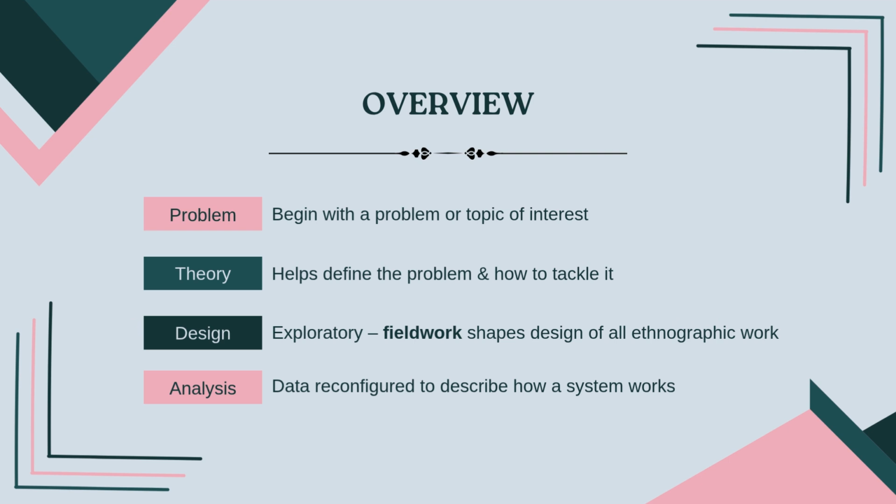Here's a general overview of the ethnographic research process. So, the researcher begins by selecting a problem or topic of interest, which will shape the rest of the research design. Like other research methods, ethnography is informed by theory. So theory can help the researcher define the problem, figure out how to tackle it, and provide a deeper understanding of their findings. Ethnography is also exploratory in nature, where fieldwork is at the heart of research design. And we'll get more into those details in a bit. And during the analysis stage, the researcher reconfigures the data to draw an overall picture of how a group or system works.